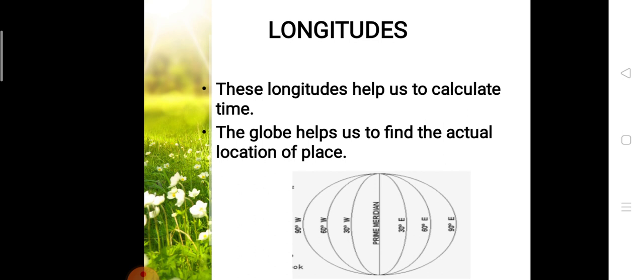These longitudes help us to calculate time. Yes, they always help us to calculate time. The globe helps us to find the actual location of a place. So, using a globe, we can find out the actual location of a country, a continent, or any ocean. They are very helpful and used in measuring time. This diagram you can see can help you in calculating time.